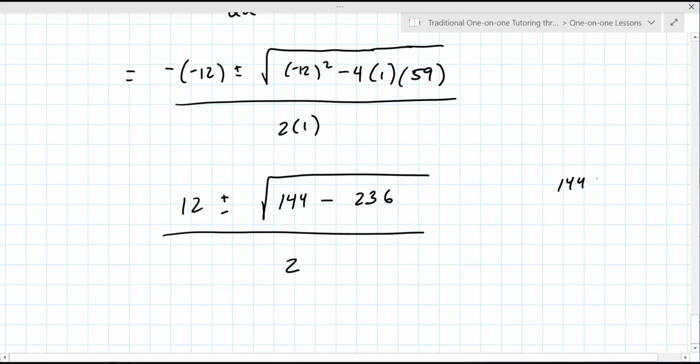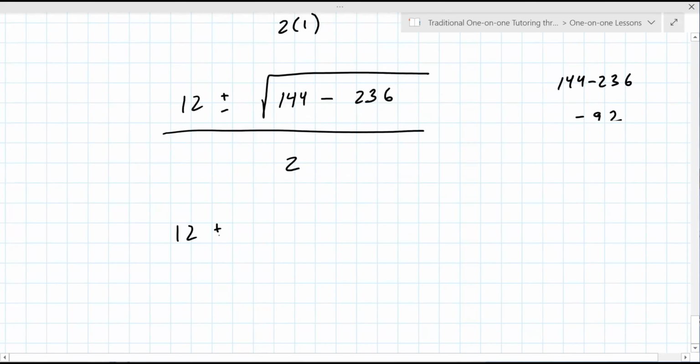So 144 minus 236 is negative 92. So this becomes 12 plus or minus the square root of negative 92 all over 2. And we don't leave it like that. Notice none of the answers are there like that.